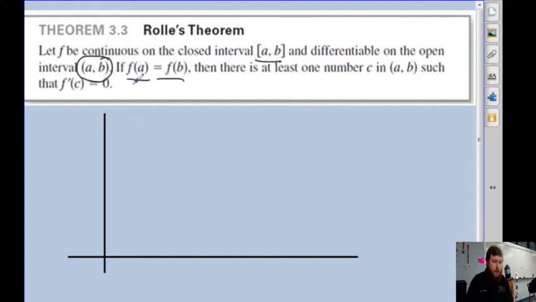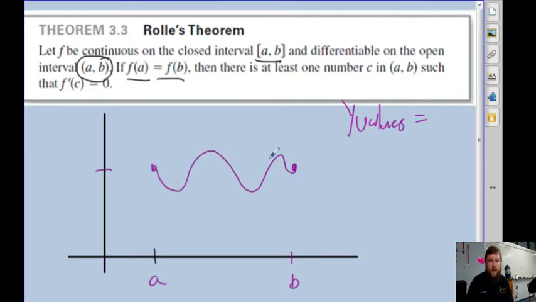So basically, let's draw a picture of this. If I have a to b and some function here, and f of a equals f of b, so the y values are the same. The function can be whatever. That means there's some number in there, which we can call c, where the derivative at that value, f prime of c, is going to be 0. Basically it's going to be a tangent line.